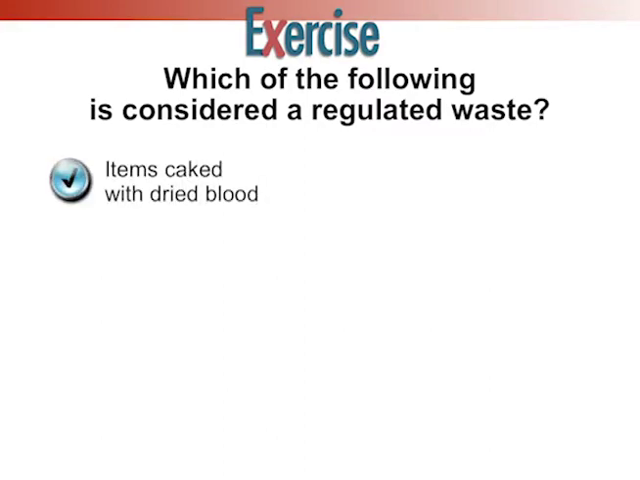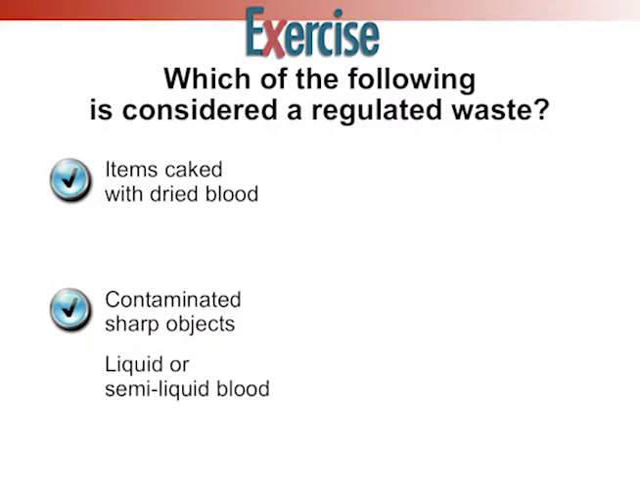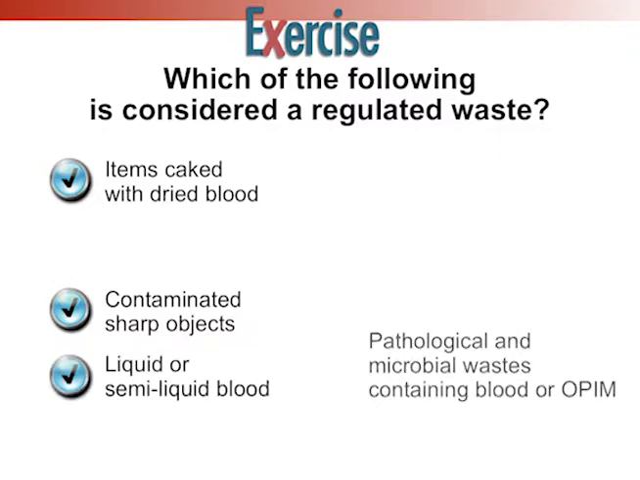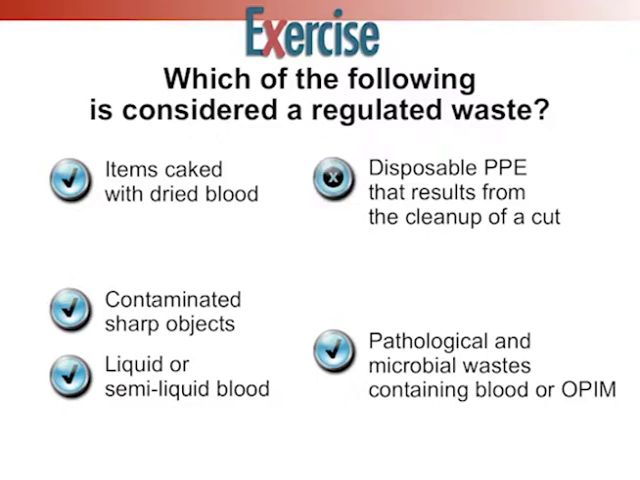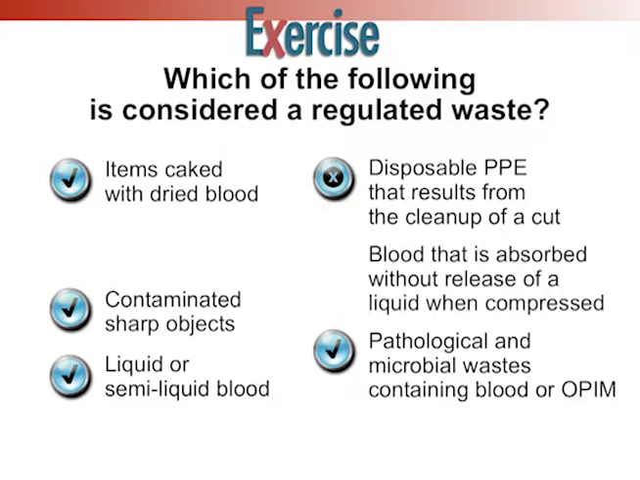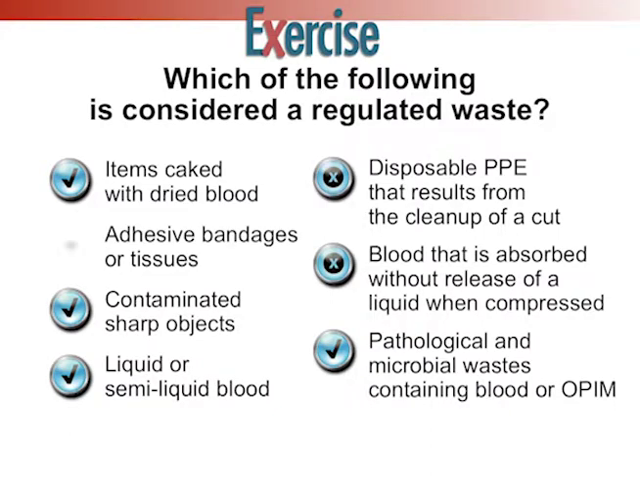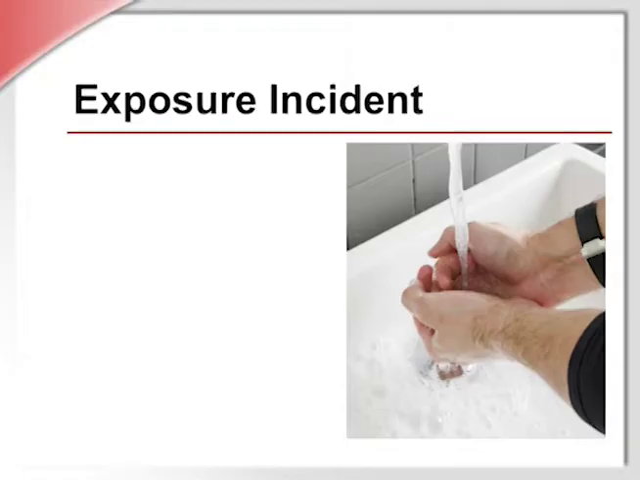Here are the correct answers. Items caked with dried blood that could be released during handling, contaminated sharp objects, liquid or semi-liquid blood, and pathological and microbial wastes containing blood or OPIM are all considered regulated wastes. Disposable PPE that results from the cleanup of a cut, blood that is absorbed without the release of liquid when compressed, and adhesive bandages or tissues are considered non-regulated waste. Did you get them all correct? If not, be sure to review this information again.